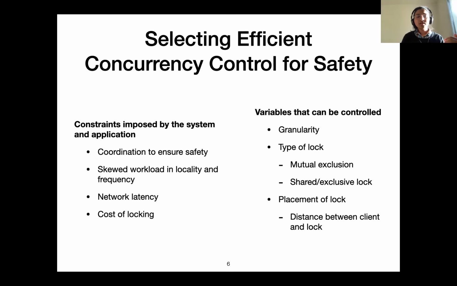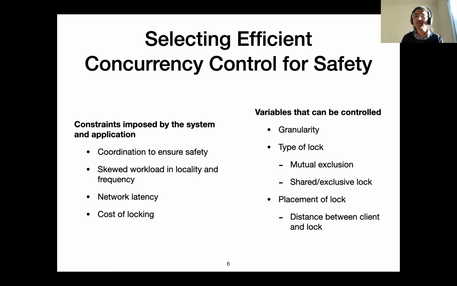So, as I was saying, we have a set of constraints, and even though we have to keep them in mind, we also have a set of variables that we can control. Basically, parameters that we could manipulate so that we can achieve better performance. So, what are they? One thing is granularity. We can use fine-grained locks, or we can coarsen the locks together. So we can vary across the granularity dimension.